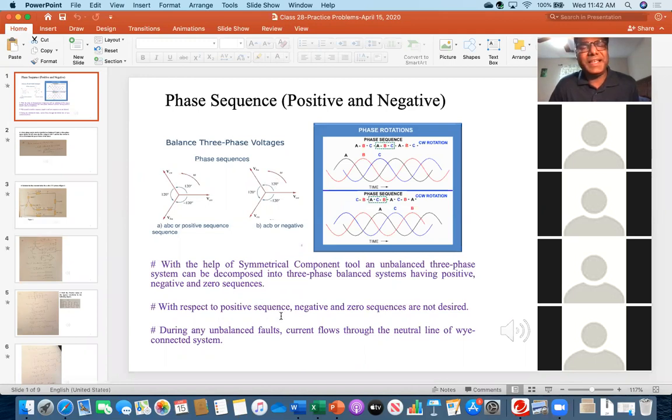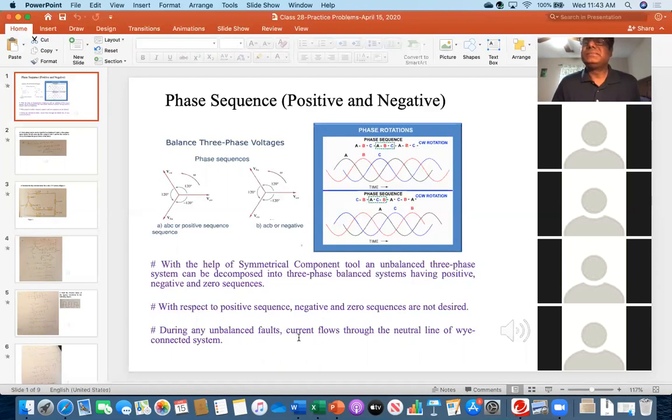Again, as I like to emphasize, for the AP exam, you might get questions from this slide. If asked what is the impact or what are the consequences of flowing zero sequence current, then just mention the last bullet. That is the perfect answer.